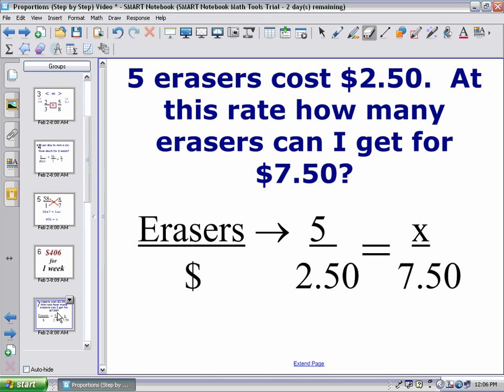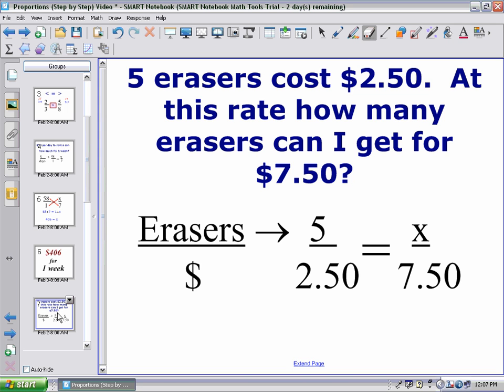Another look, with another fairly simple problem. 5 erasers cost $2.50. Those are the two numbers that I use in my first fraction. Notice their labels, erasers and dollars. So my first fraction is 5 over 2.50 in terms of dollars. The fraction created was erasers on top, dollars on the bottom. So the second fraction, to the right of the equal sign, needs to have the number of erasers on top and the number of dollars on the bottom. Now I read the problem. At this rate, how many erasers can I get for $7.50?